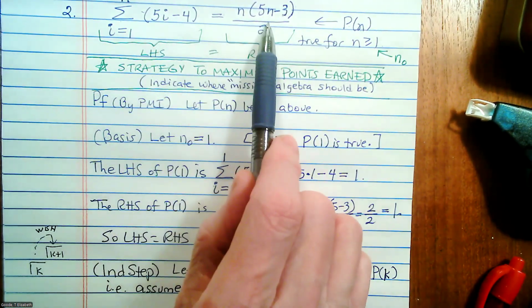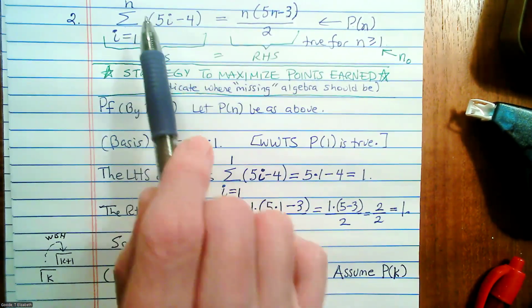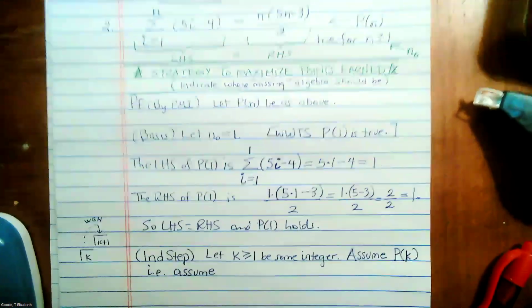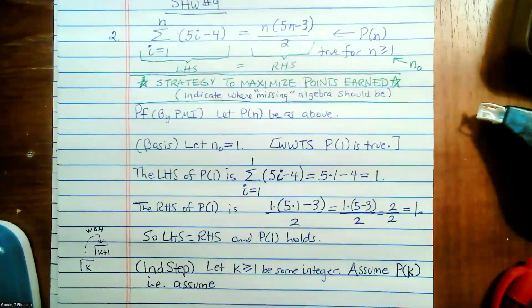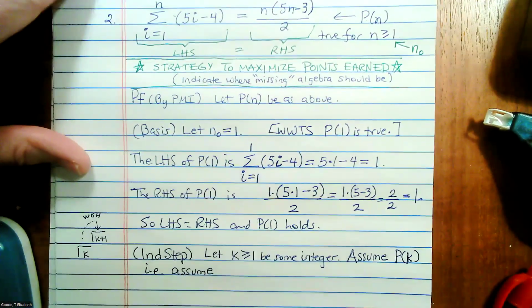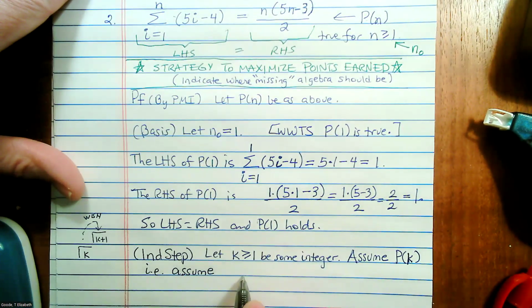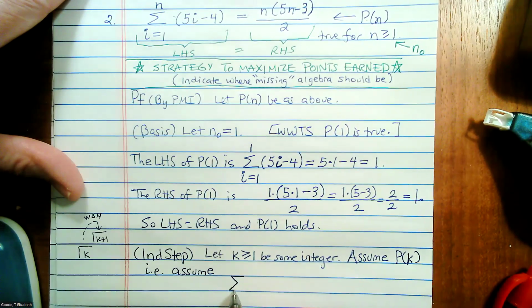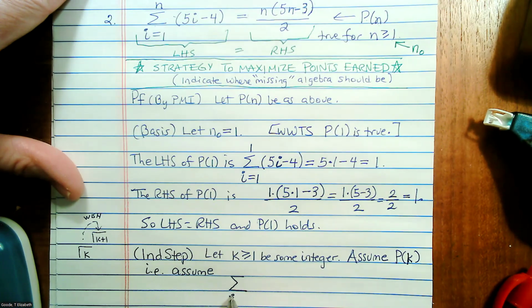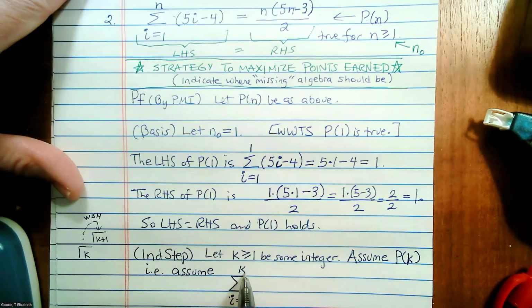Because now, instead of P of n, we're just going to start putting a K everywhere we used to see an n. All right, here we go. So we assume what? The sum, i equals 1 to K, good, of 5i minus 4. Exactly.